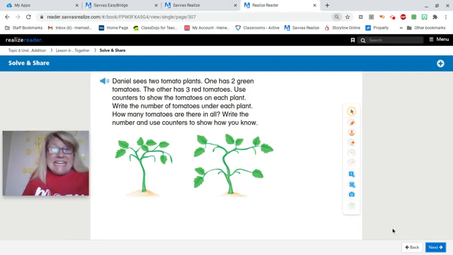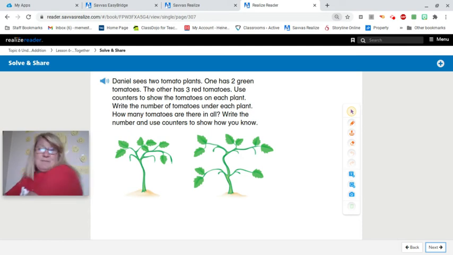It says Daniel sees two tomato plants. One has two green tomatoes, the other has three red tomatoes. Use counters to show the tomatoes on each plant. Write the number of tomatoes under each plant. How many tomatoes are there in all?